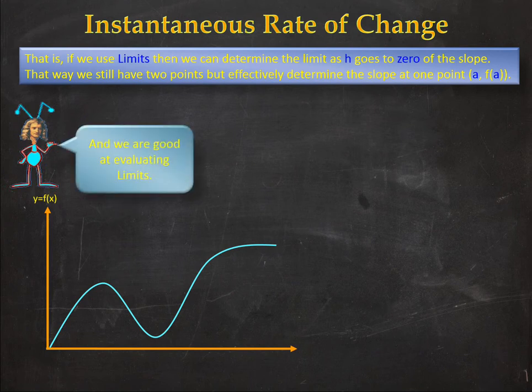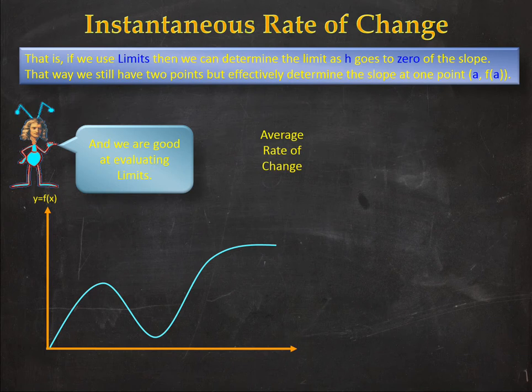So what we want to do is take our average rate of change, our formula for the slope of the average rate of change. We want to use the one that involves h, but we want the limit as h goes to 0. This way, we actually do use the technique using 2 points, but as we allow h to go to 0, we will determine the limit as if we only had 1 point.